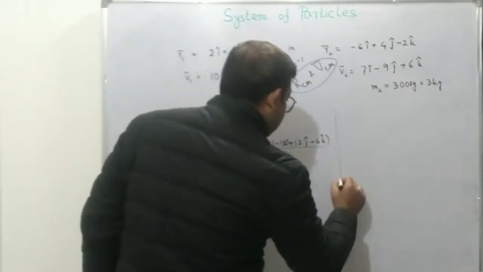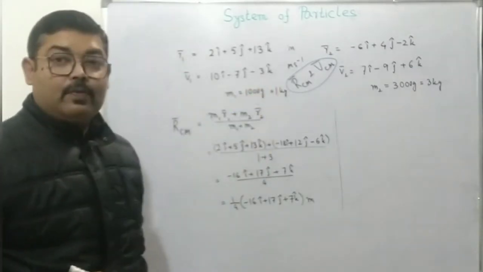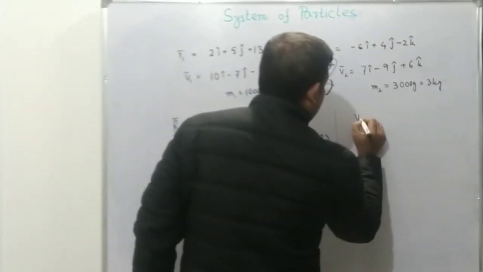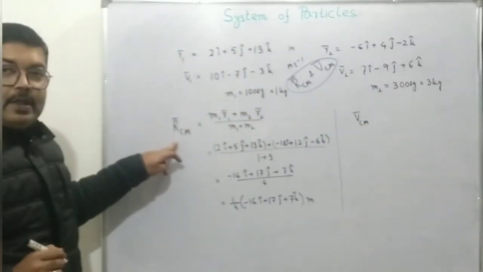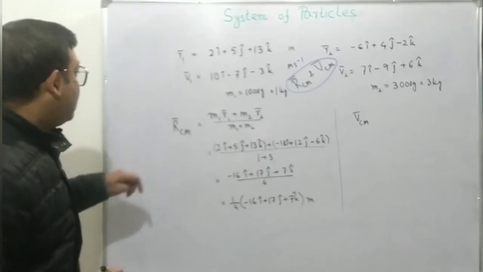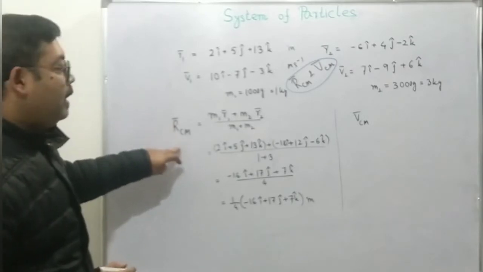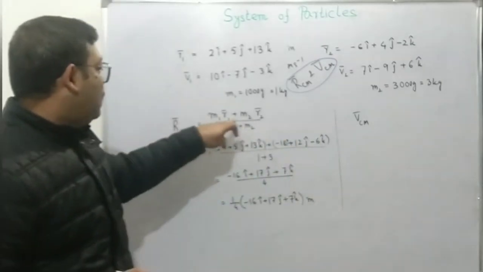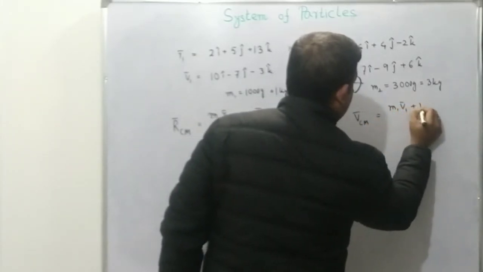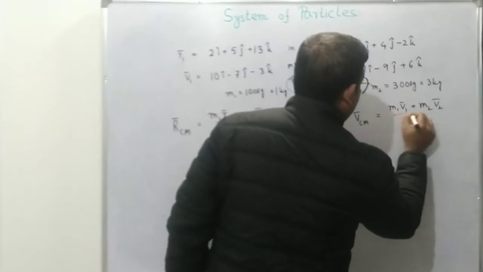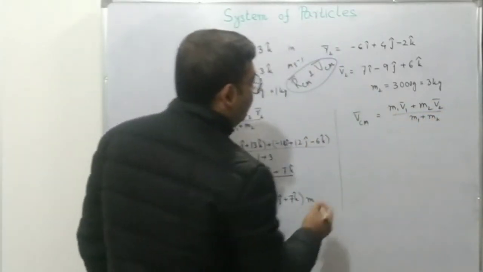Now what will be the velocity vector? That is, what will be VCM, the velocity of center of mass. See, if we differentiate this equation with respect to time, then we get d RCM by dt, which will be VCM. So this will be M1 V1 plus M2 V2 divided by M1 plus M2. Substitute the values and you will get the result.